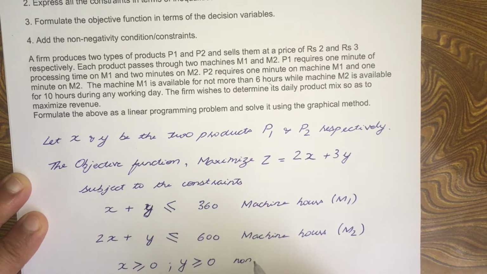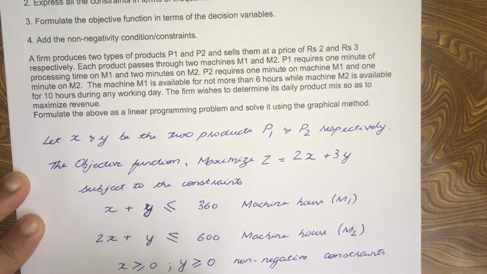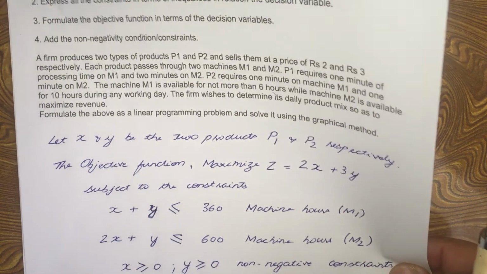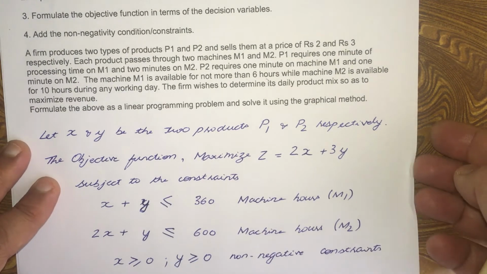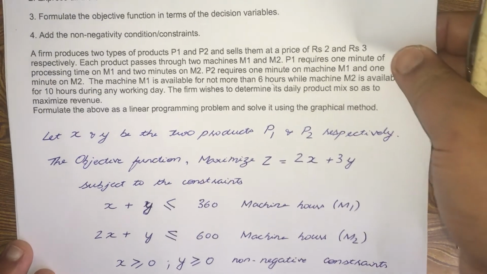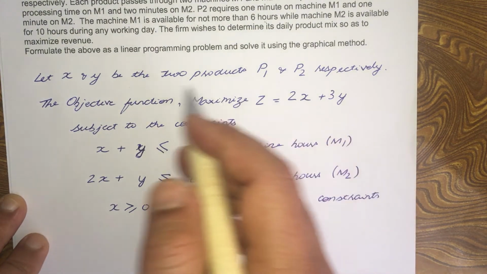These are non-negativity constraints. That the value of x or y cannot be negative. They can be equal to 0, but they cannot be less than 0. All right, these are non-negativity constraints. So there you have it. This is how we formulate an LP problem. Now if you're given a problem where they ask you to formulate a linear programming problem, this is how you formulate.